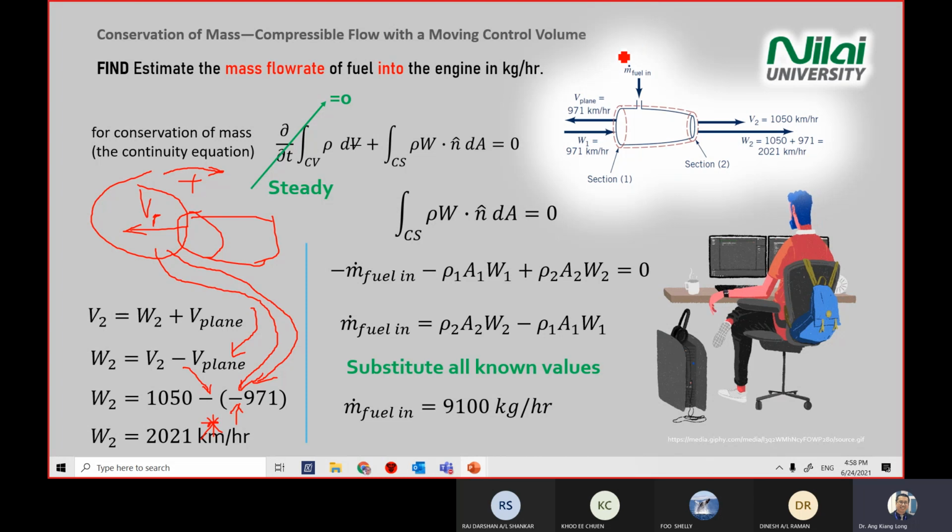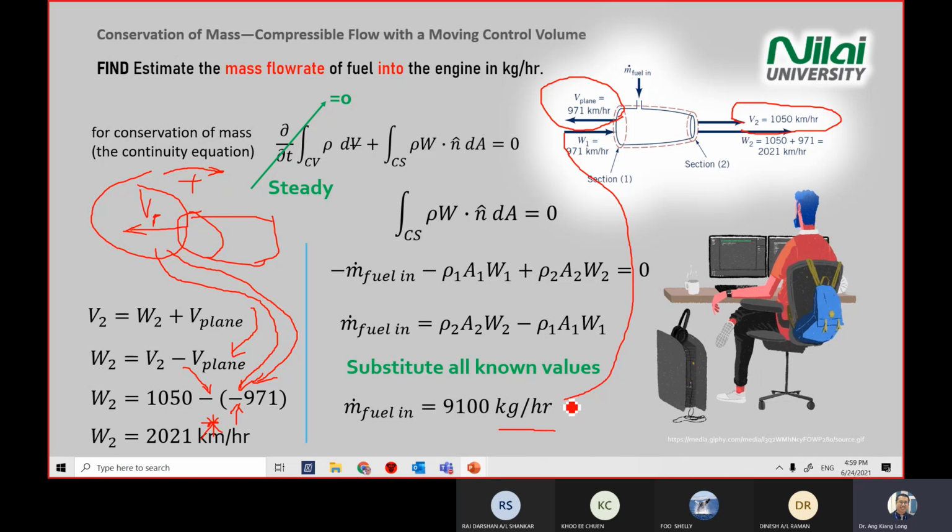Why can we straight away use kilograms per hour? Because the question asks us to solve in kilograms per hour, and all the units given in the diagram or in the question are in kilograms per hour. So you don't need to convert unless the question asks you to find kilograms per second or per minute or something. Okay, let me stop the recording.